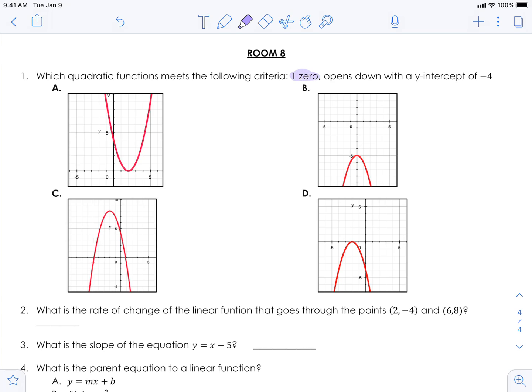Okay, looking at the last little bit, which quadratic function meets the following criteria? It has 1, 0, so that means it can only touch or cross the x-axis one time, which means I can eliminate answer choice B because it doesn't touch it at all, and answer choice C because it's crossing it at 2 different points. And then it says it opens down, which only gives me answer choice D as an option because A opens up. We didn't even have to look at the y-intercept part, but it does cross at -4 down here.